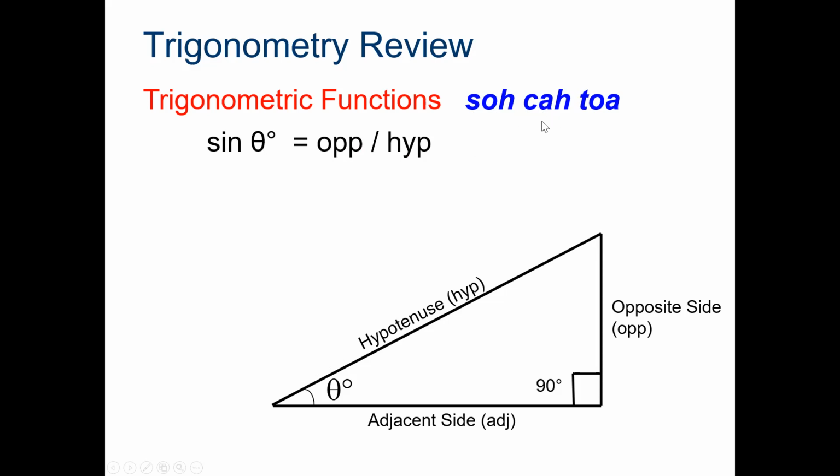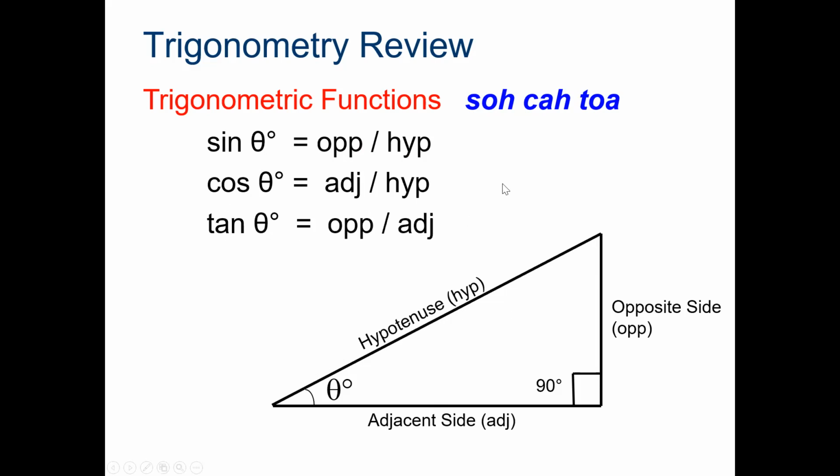And CAH, C-A-H, means cosine theta, or cosine: your adjacent side of your right triangle over your hypotenuse. And you have TOA, T-O-A, which is your tangent theta, or tangent equals your opposite side over your adjacent side. If you have your angle and your hypotenuse, you should be able to determine the value of the relative sides of this right triangle based on these trigonometry functions, okay?